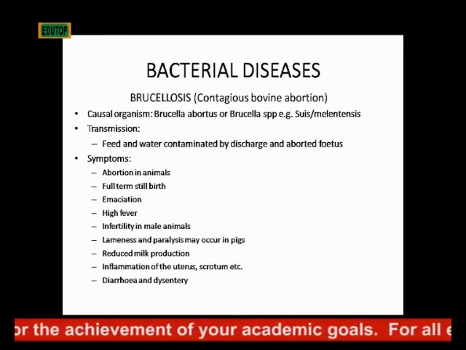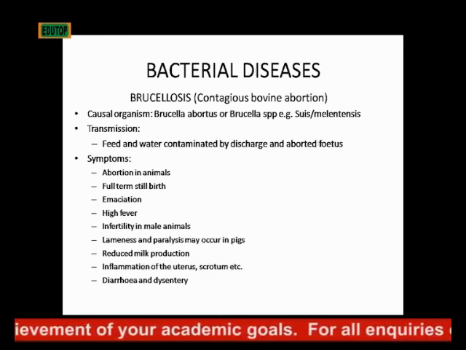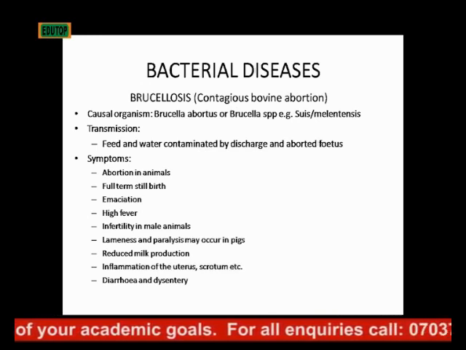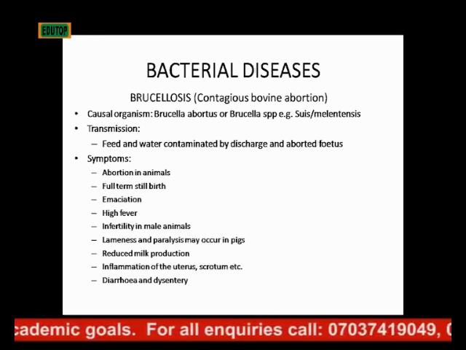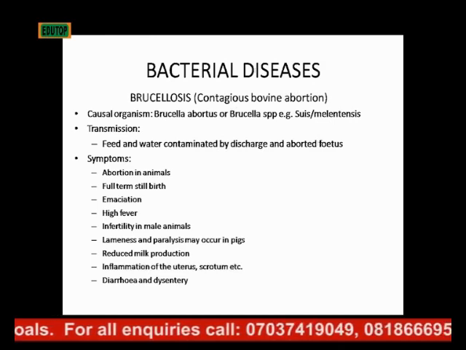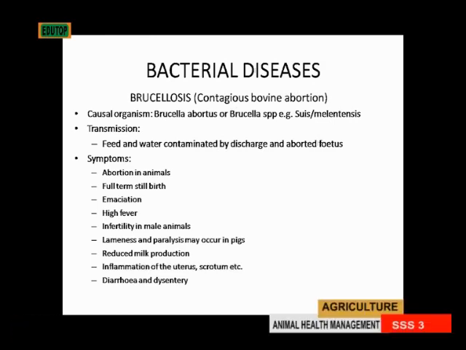Then you observe reduced milk production. Another one is inflammation of the uterus or the scrotum. Then diarrhea and dysentery might also be seen in an infected animal.